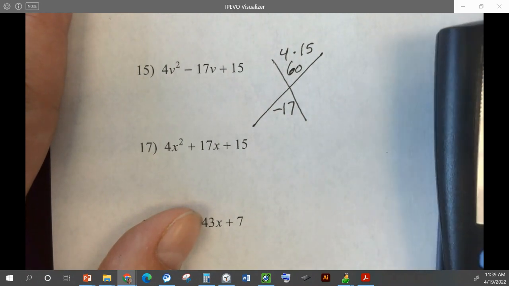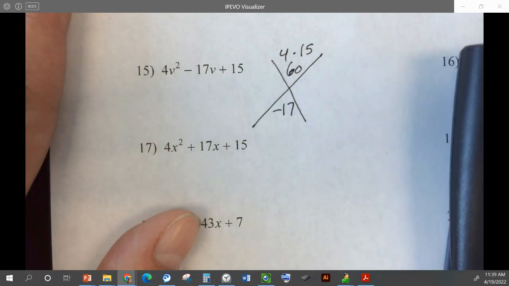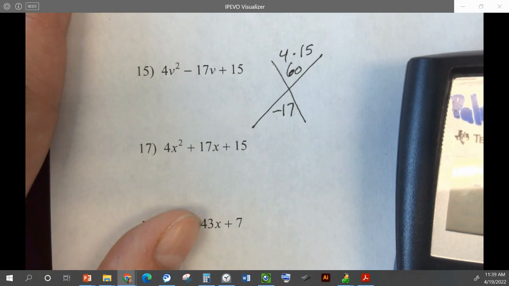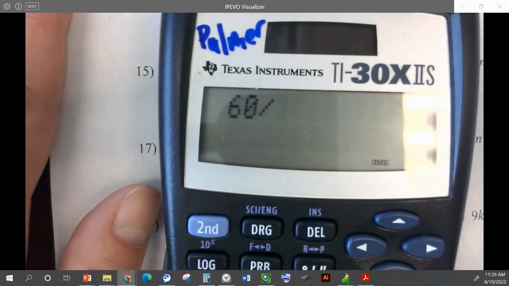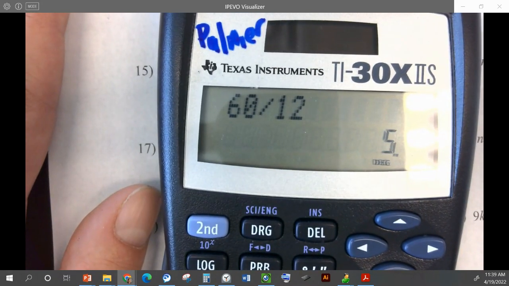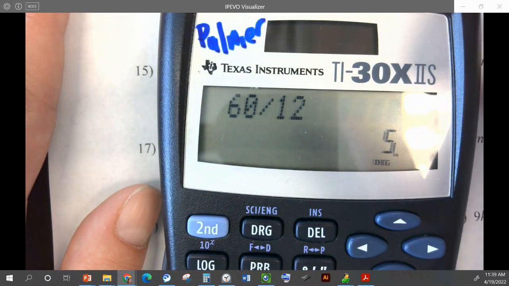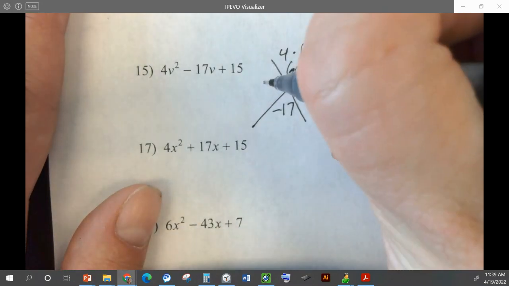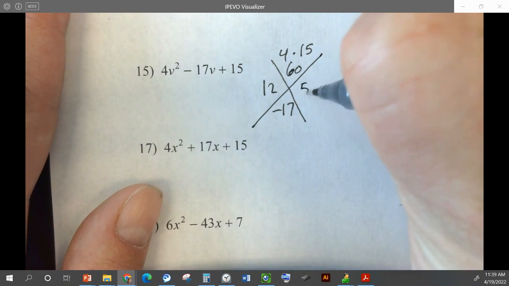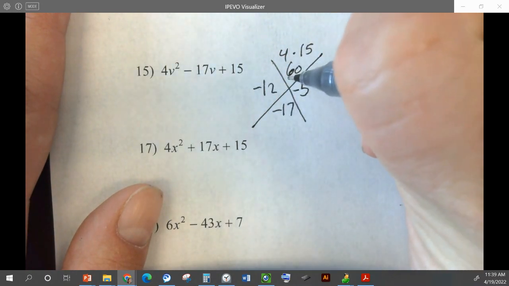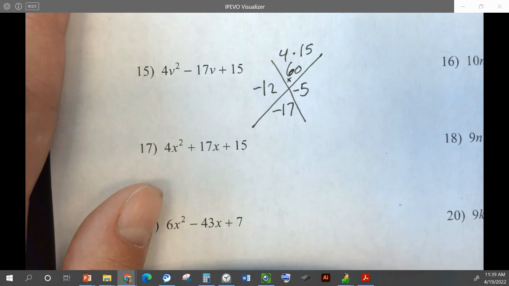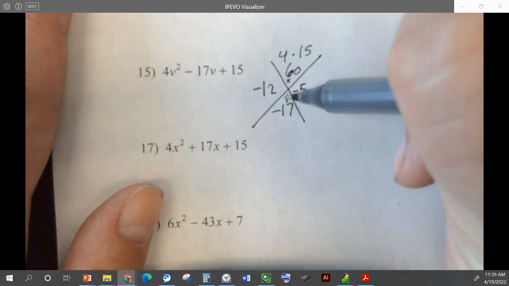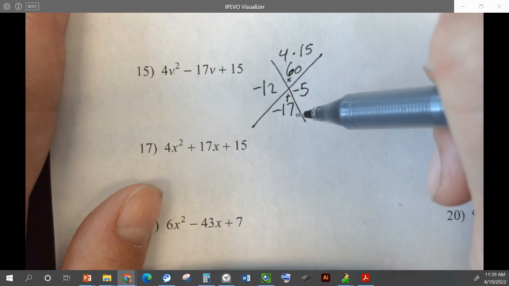So I think this one ended up being 12 something. This one was hard for me. So I think it was 12, but you could go through and find the factors. But if we do 12 times 5, and if both of them are negative, we'll get a positive 60. And if both of them are negative, then we'll get a negative 17.